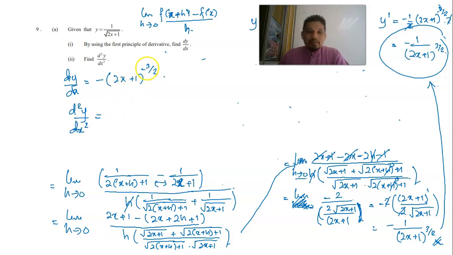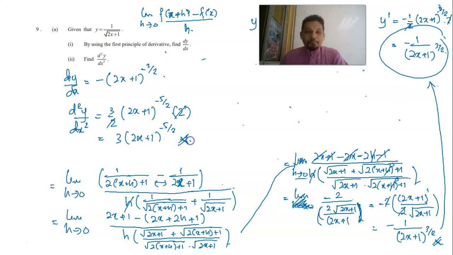Negative 3 over 2 multiplied with negative 1 equals 3 over 2. Then 2x plus 1 to the power of negative 3 over 2 minus 1, or negative 3 over 2 minus 2 over 2, which is negative 5 over 2. Then differentiate 2x plus 1, and multiply with 2. So again here, it is 2x plus 1 to the power of negative 5 over 2. Okay, so this is the solution for question number 9.